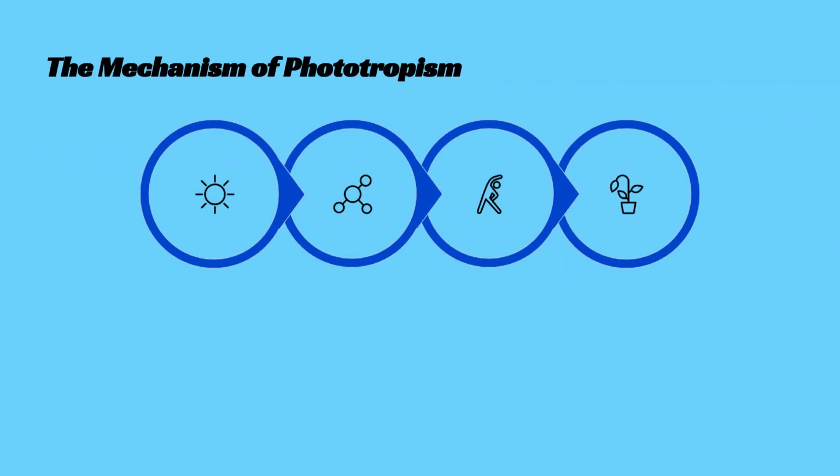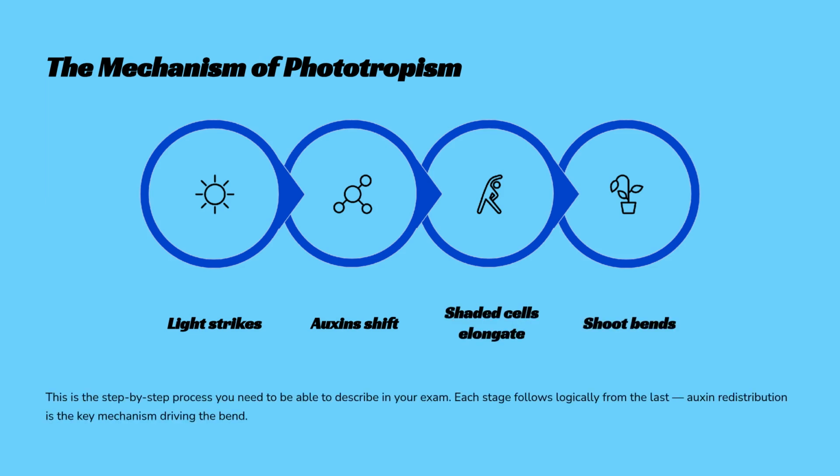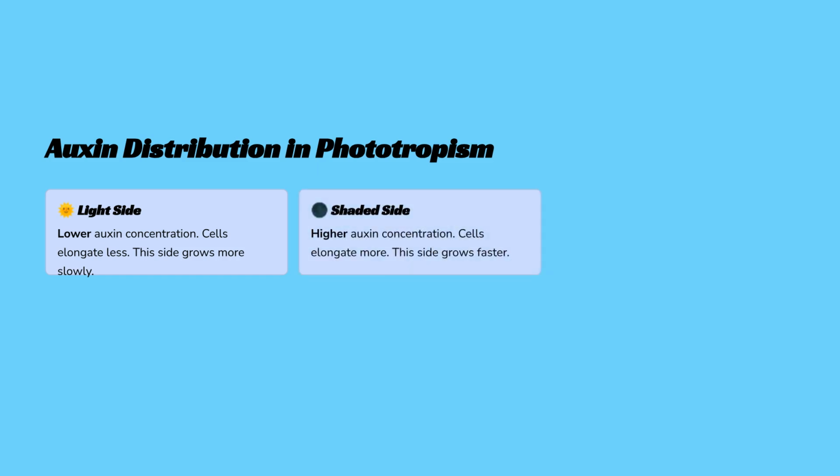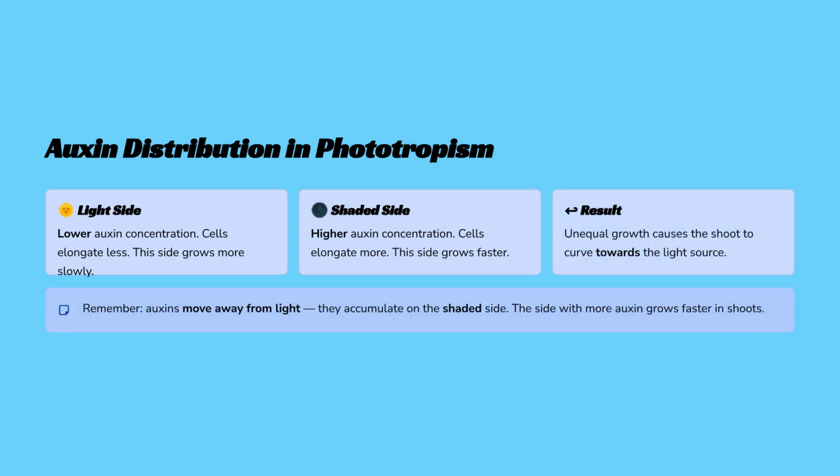The mechanism of phototropism involves 4 stages: light strikes, auxins shift, shaded cells elongate, and the shoot bends. This auxin redistribution drives the bending motion, a key mechanism to understand for your exam. In phototropism, auxins move away from light and accumulate on the shaded side. This results in a lower auxin concentration on the light side, causing less elongation. The higher auxin on the shaded side causes faster growth, resulting in the shoot curving towards the light source.